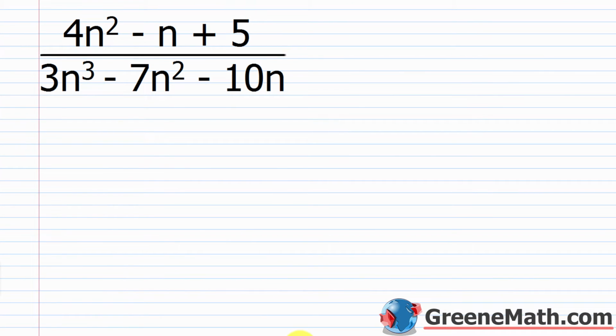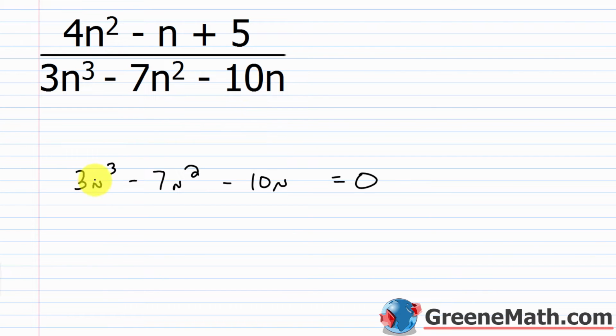It's pretty simple overall. So we have 4n squared minus n plus 5 over 3n cubed minus 7n squared minus 10n. Again, all I want to do is take my denominator, whatever it is, and set it equal to 0 and find out what the restricted values are. So 3n cubed minus 7n squared minus 10n. Again, set this equal to 0, and I'm going to find out what values of n are going to make this denominator 0, and that's what we can't have. Those are the restricted values.